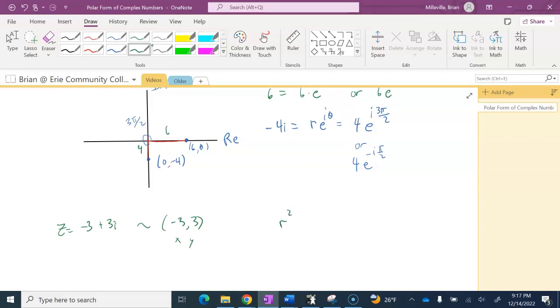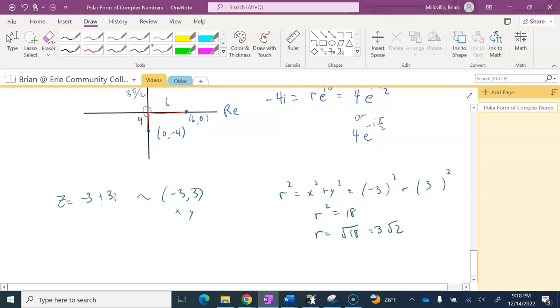So we know that r squared is equal to x squared plus y squared. Substituting that in here, we would have negative 3 squared plus positive 3 squared. That would be 9 plus 9, that would be 18. All right, r squared would equal 18. So r itself would be the square root of 18. We can leave it as the square root of 18, or we could square root factor to get 3 times the square root of 2. Either one of those is fine.